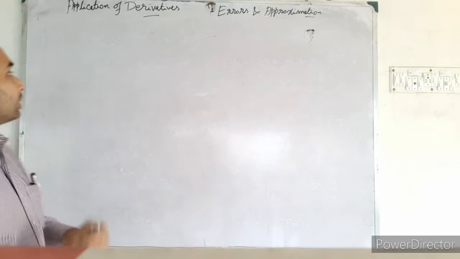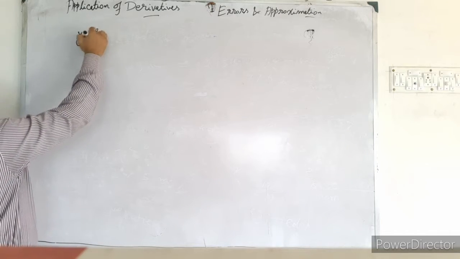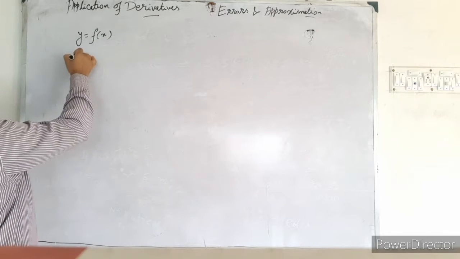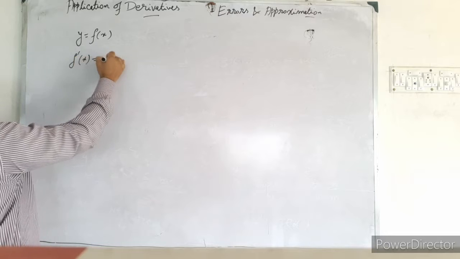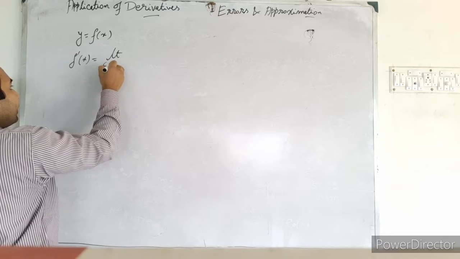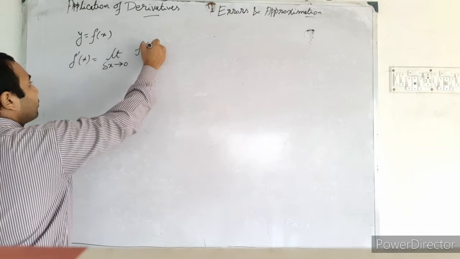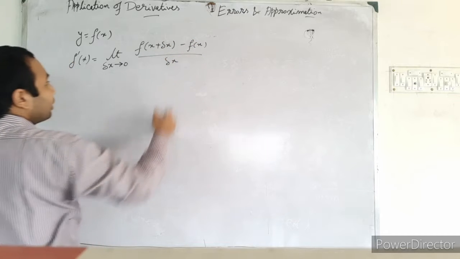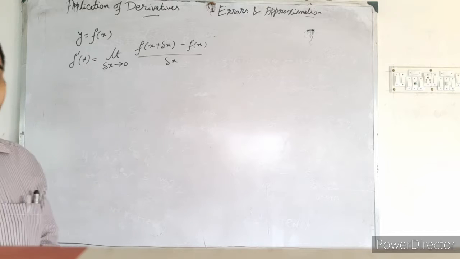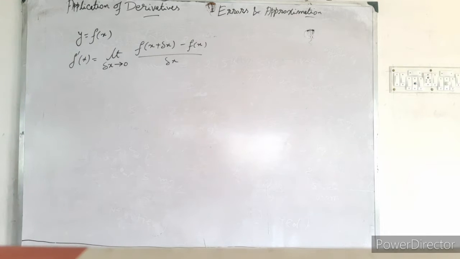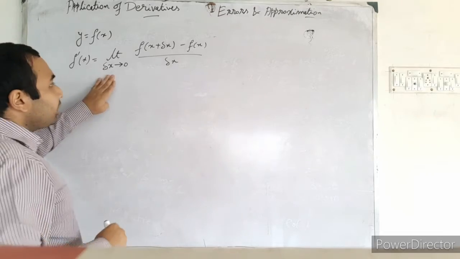Let us see. Suppose y equals f(x) is a function. Then f'(x), as I told you previously, is the limit as del x tends to 0 of f(x plus del x) minus f(x), divided by del x. This is the definition of the derivative. Now this is the limiting value.